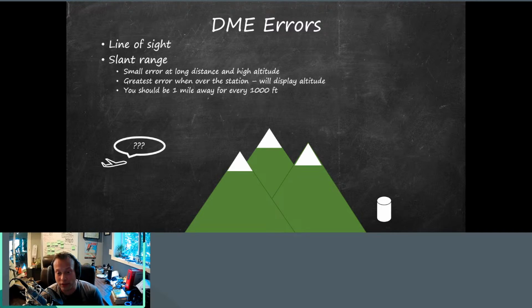It measures slant range, so it's not very useful when you are really, really high near the station. A general rule is you should be 1 mile away for every 1,000 feet above the station. The greatest error will be when you're directly over the station. It'll essentially give you your altitude in miles, which is not very useful. Okay. All right, so that's the VOR, the DME, and let's talk about the ILS.